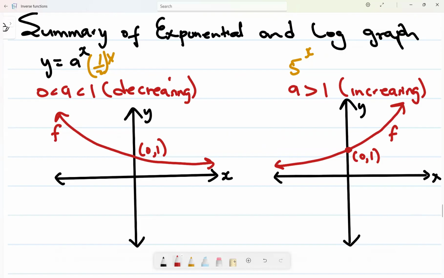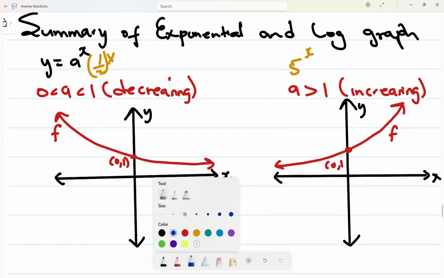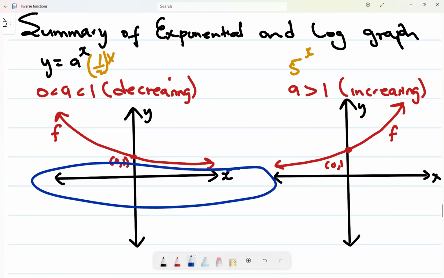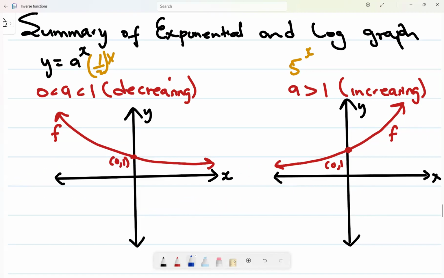So now the question is, how is the inverse going to look? I don't need to know the equation of the inverse. I need to know whether my original function is decreasing or increasing. It is decreasing. But remember, my original graph, which is f, does not touch x. So it means my inverse won't touch y.